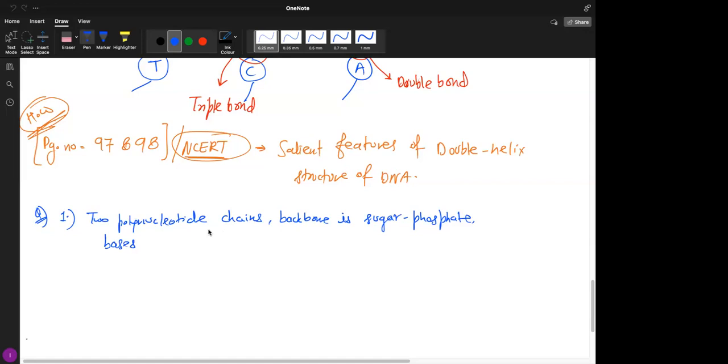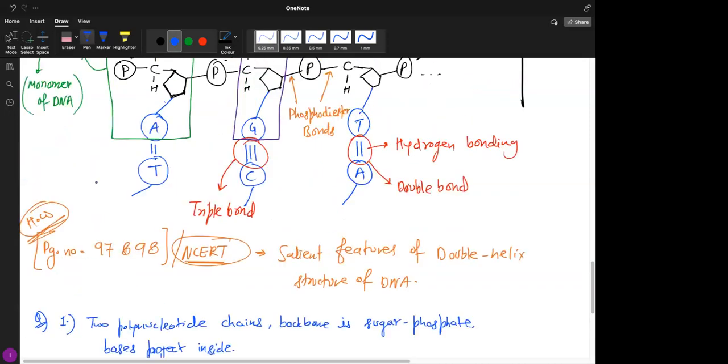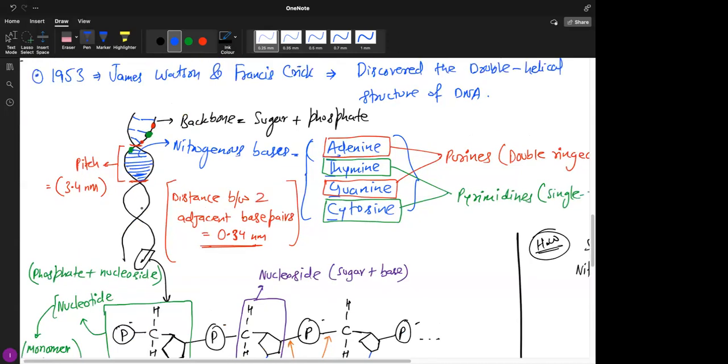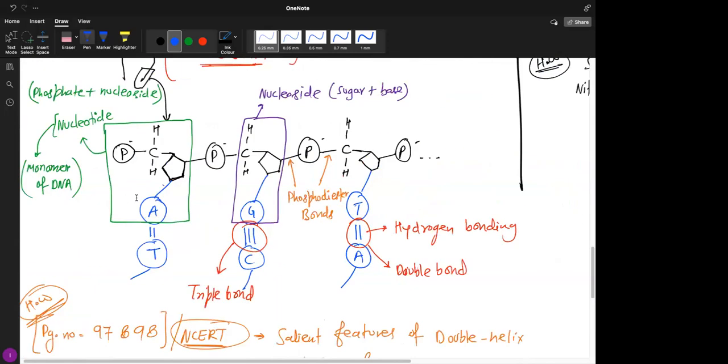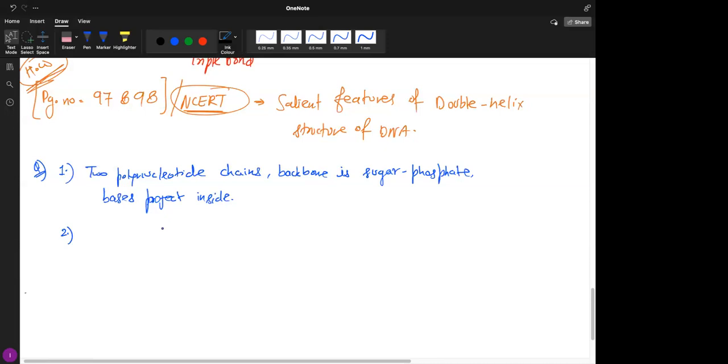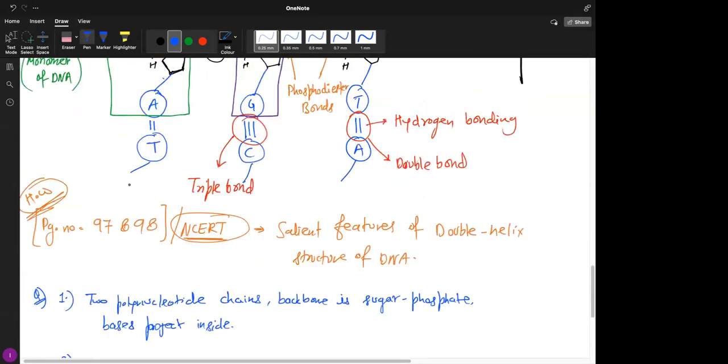So the first thing that's not very difficult to remember is that there are two polynucleotide chains. The backbone is sugar phosphate, and the bases project towards the inside, like the stairs. The second thing is these two chains, this is chain 1 and this is chain 2, they have opposite polarities, or we can call it anti-parallel polarities. Now, what does anti-parallel mean?